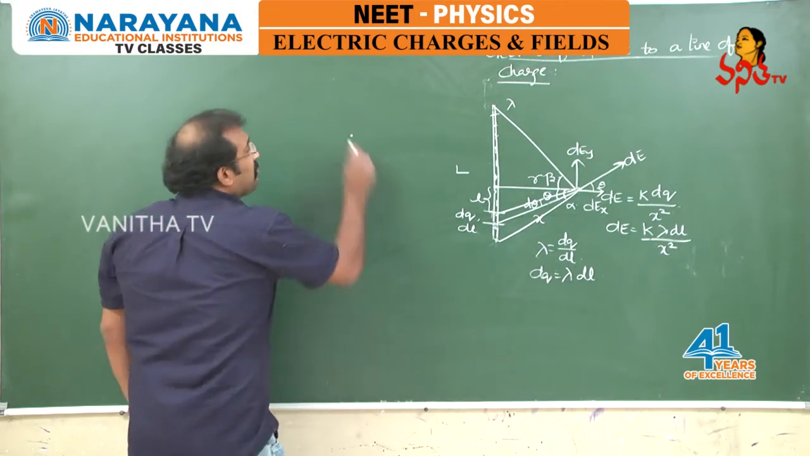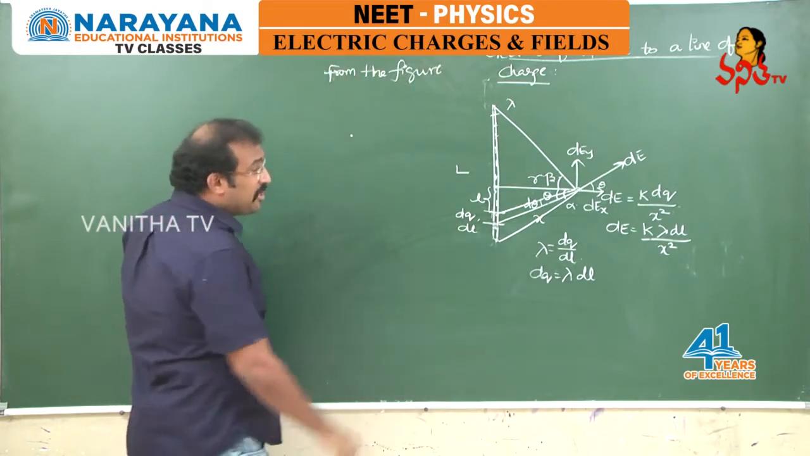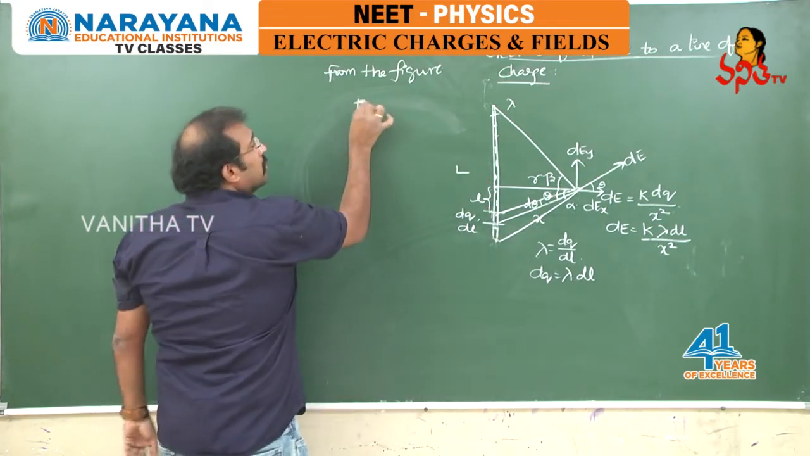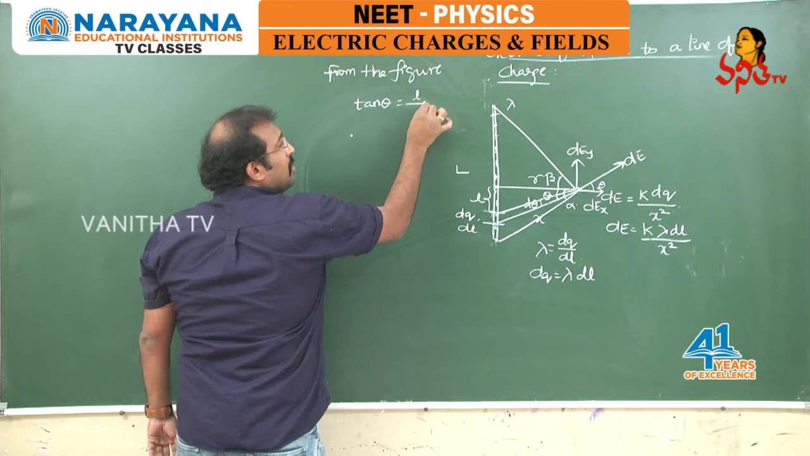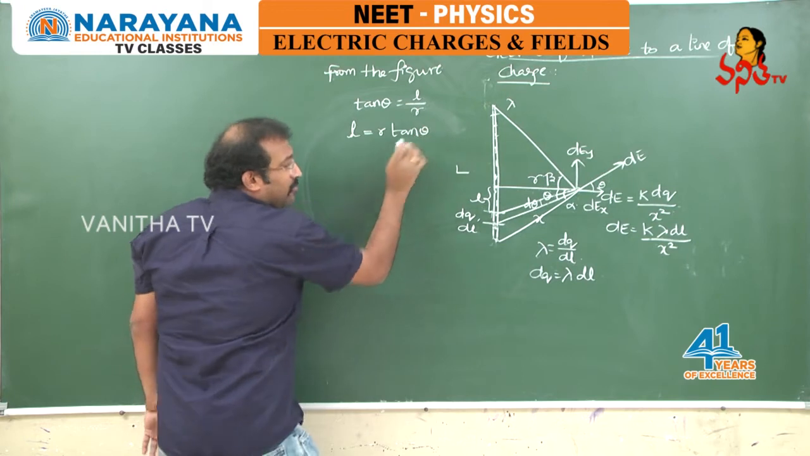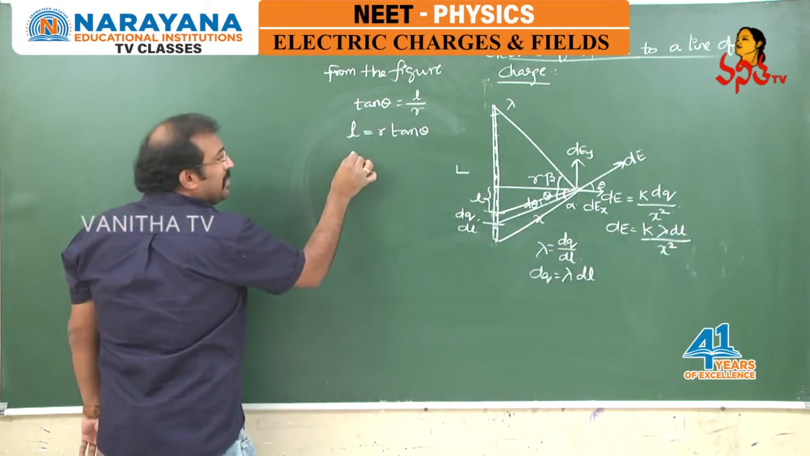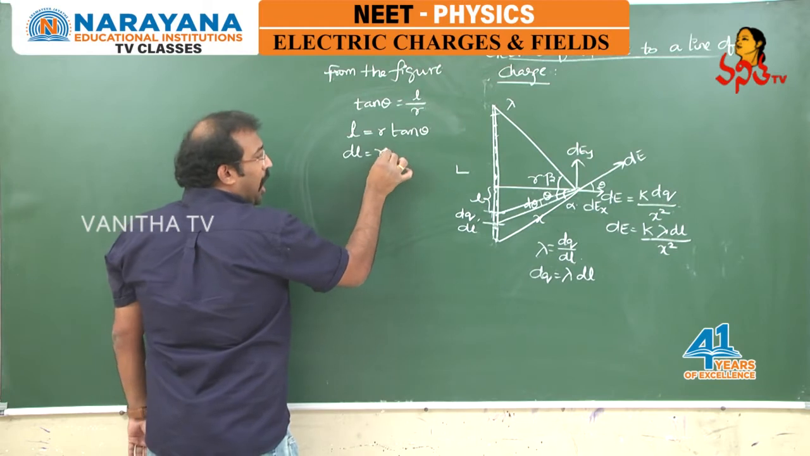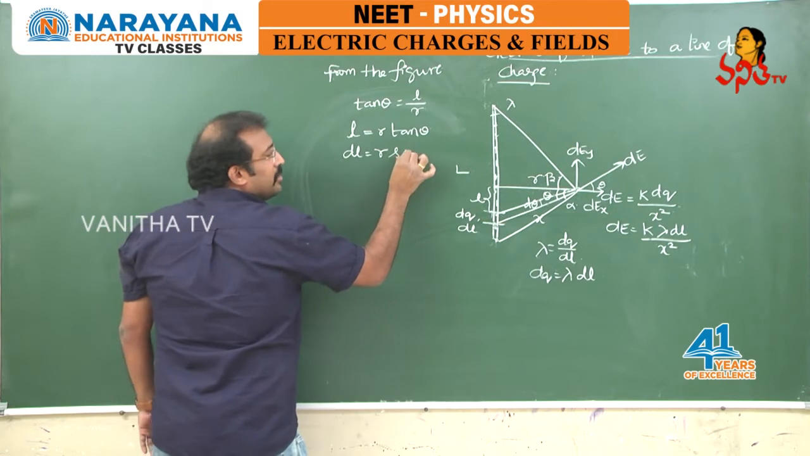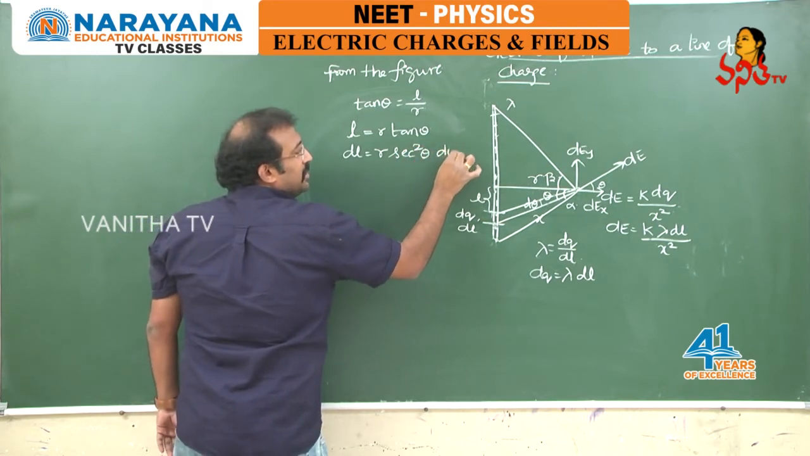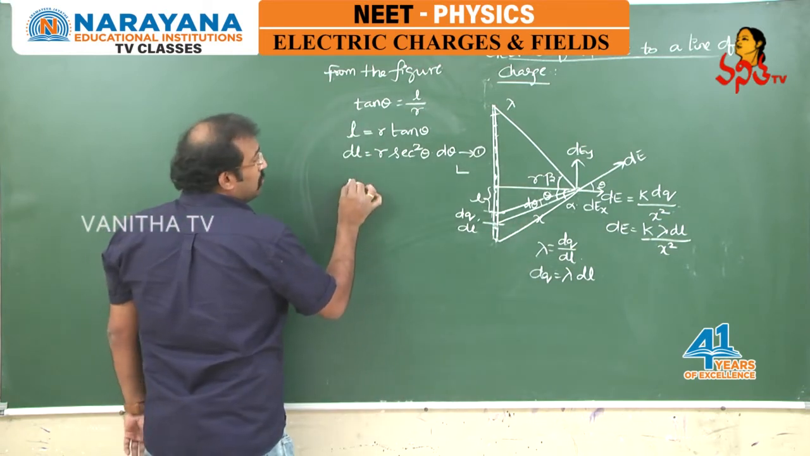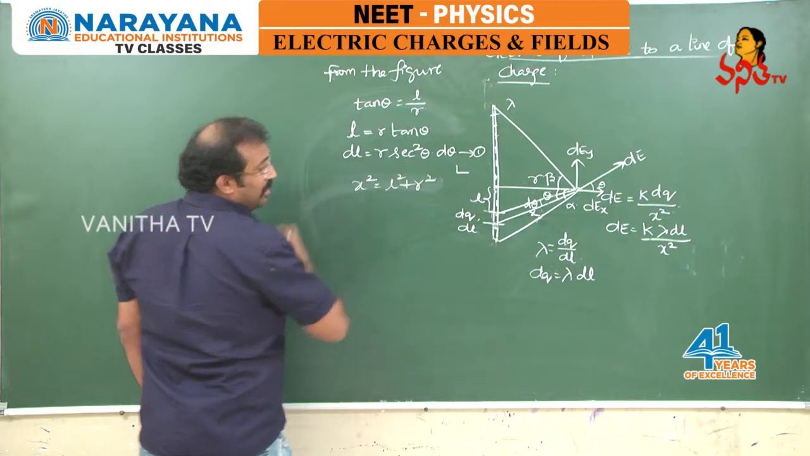Now what I do? From the figure, tan theta is equal to opposite side L by R, so L is equal to R tan theta. I want to remove this dl, so I will differentiate it. dl is equal to R, since theta is variable and R is constant at a perpendicular distance R, so I can write R secant square theta into d theta. This is the equation. So what is this x here? x square is equal to L square plus R square.